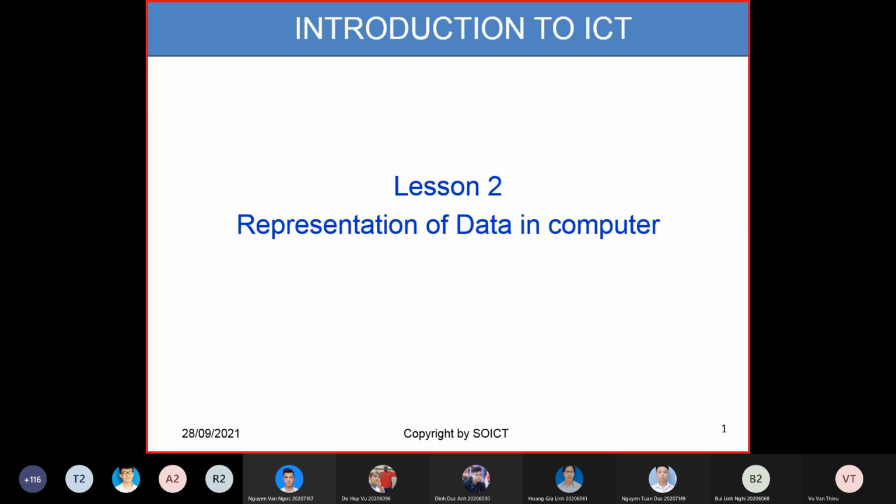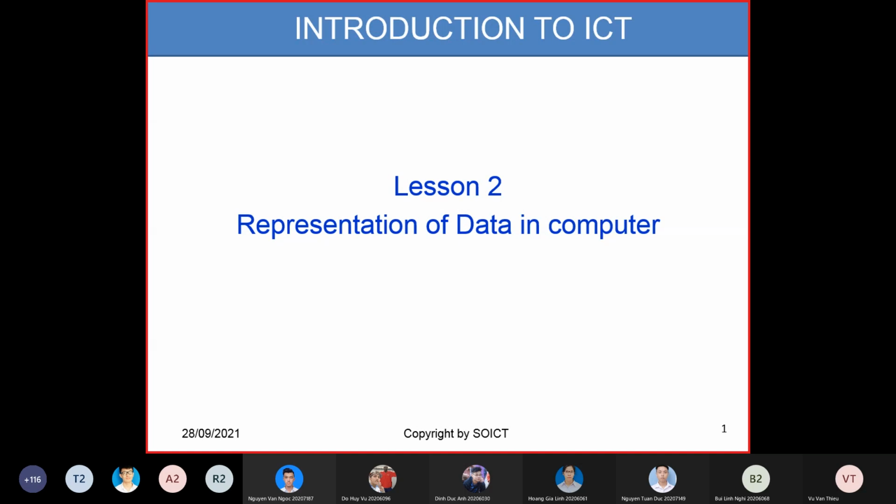And you write some text and you upload it on Facebook. So how can a smartphone understand the message? Of course, a computer cannot understand the characters A, B, C, D, E, F, G. No, they cannot understand that. But how is the character stored and processed in your smartphone? In this lesson, I will show you how to represent all data in a computer.